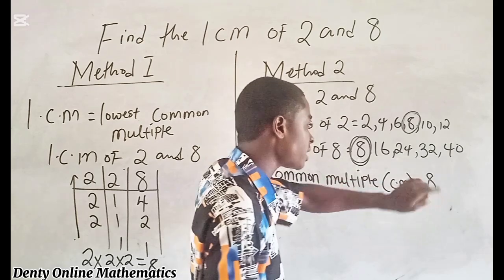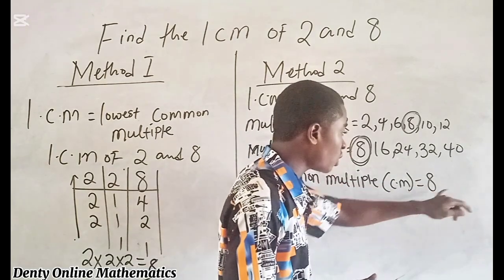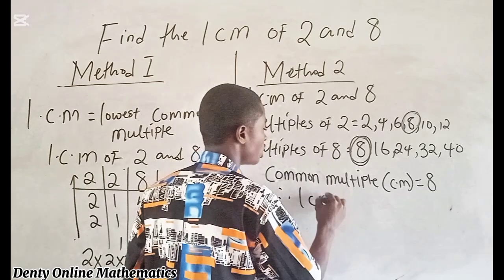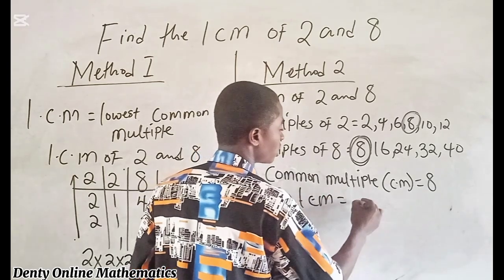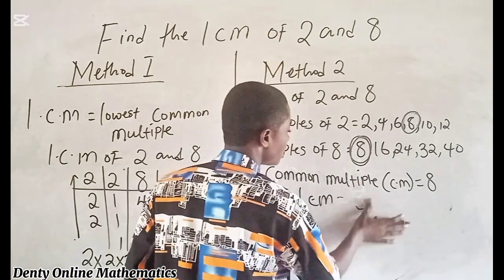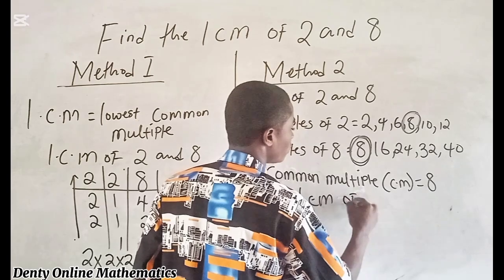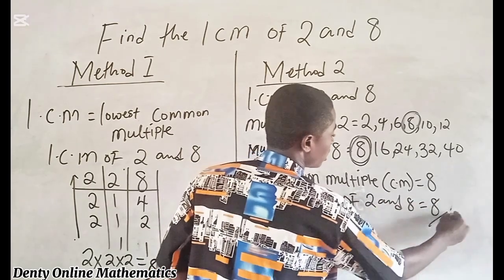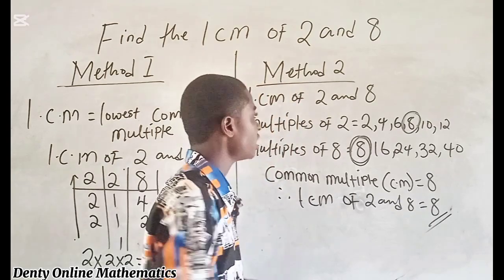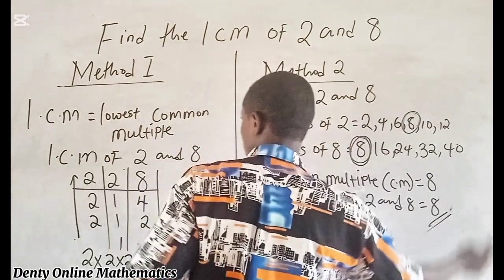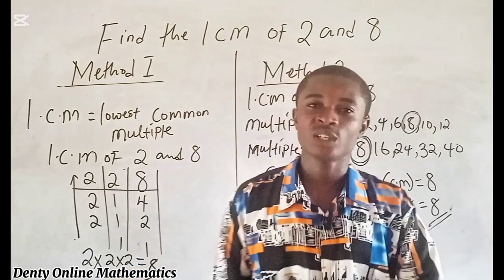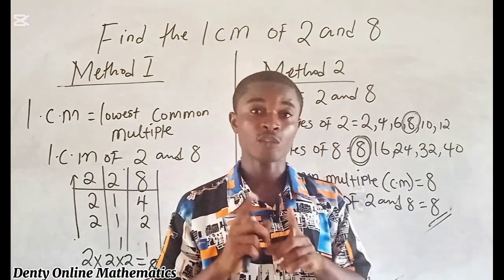Now the lowest, there's no other number attached to it. So therefore the lowest common multiple is equal to what? 8. So LCM of 2 and 8 is equal to what? 8. You can see method 2 gives us 8, method 1 gives us 8. So among the two, you can choose any method of your choice.